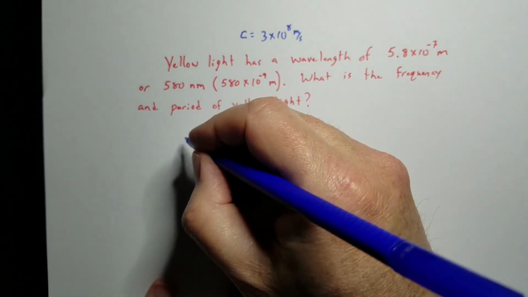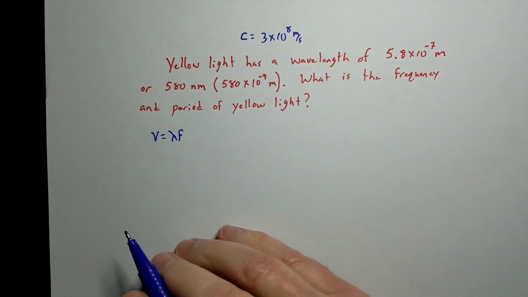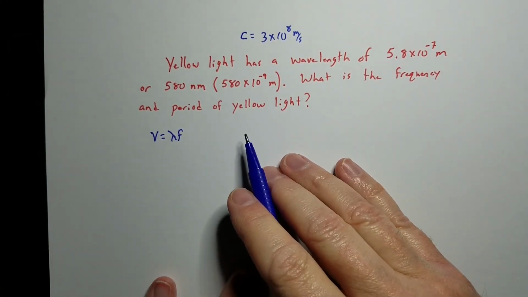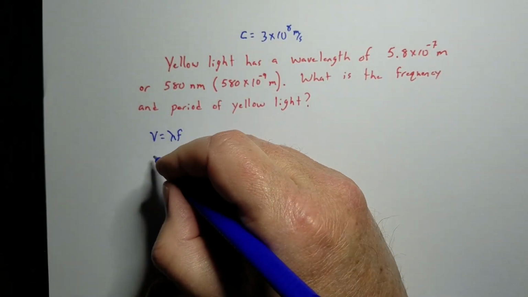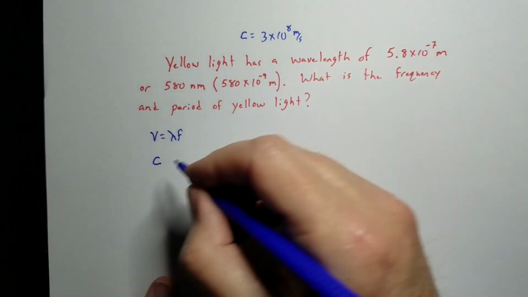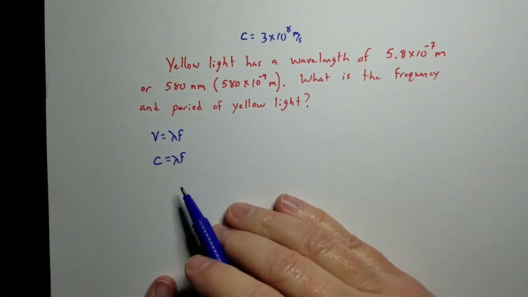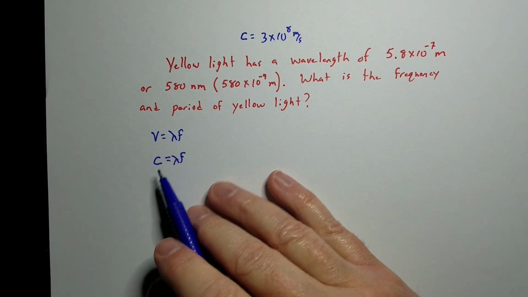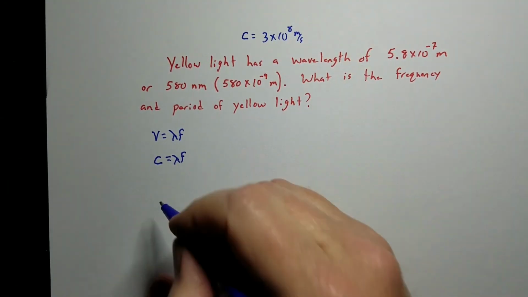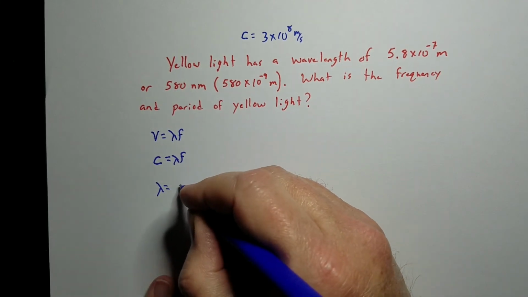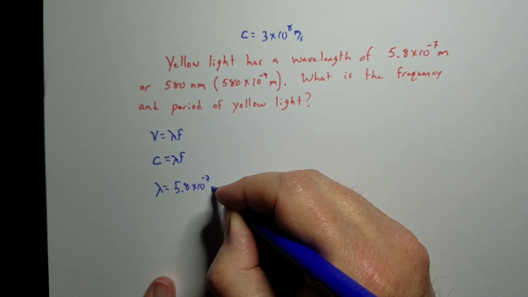Well, we can use velocity equals wavelength times frequency. Now, sometimes since we're talking about electromagnetic radiation, light, X-rays, gamma rays, any of those things, we rewrite this to use the speed of light. So it becomes c equals wavelength times frequency. It's still the same equation, still the same math, but now we know that's a constant, and it's that number right there. We are given a wavelength of 5.8 times 10 to the minus 7 meters.